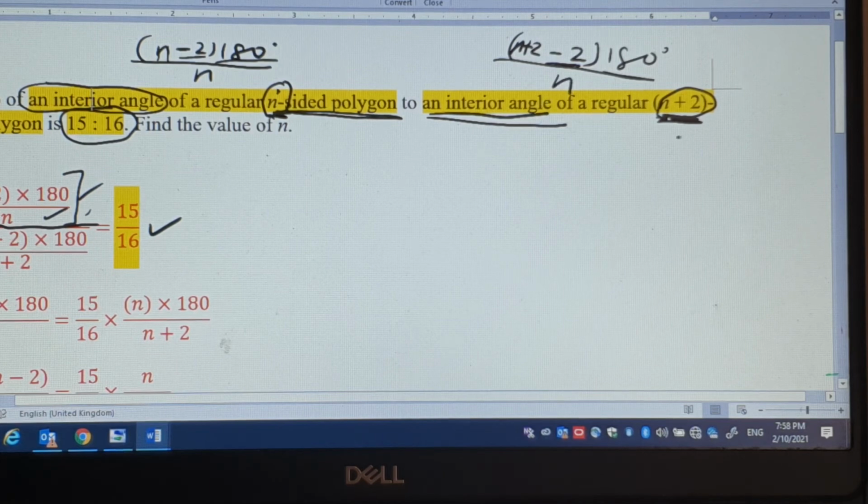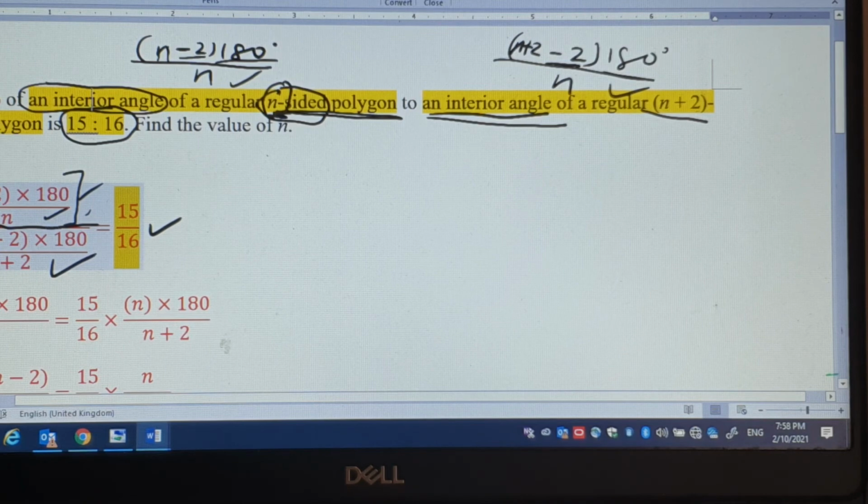Is it divide by n? No, not divide by n. Divide by n plus 2. Why n plus 2? Because there are n plus 2 sides. Then you say, why down here divide by n? Because there are n sides here. Okay, so that's how you do it. So actually this is just n. N plus 2 minus 2 is just n, right? So this is what I wrote here.